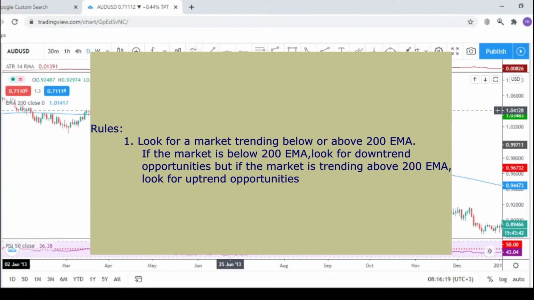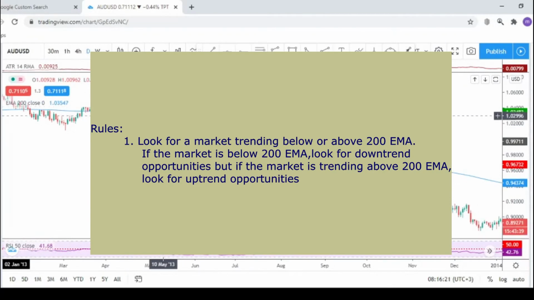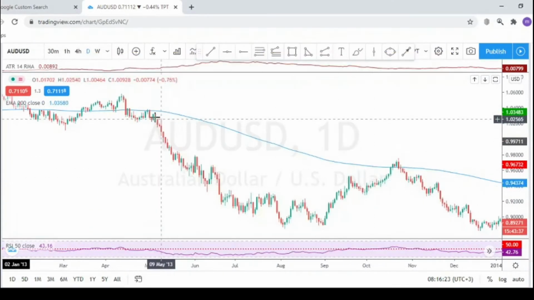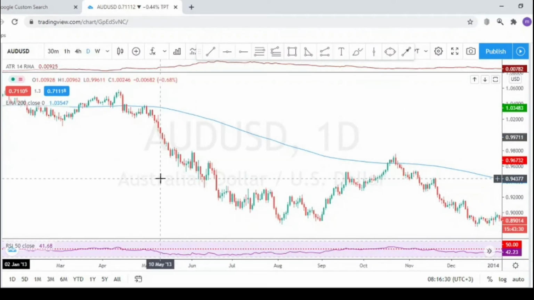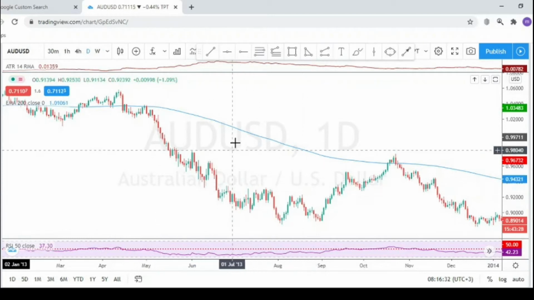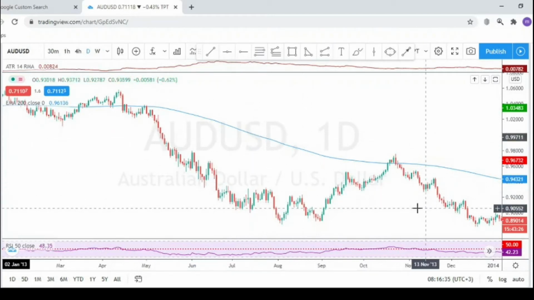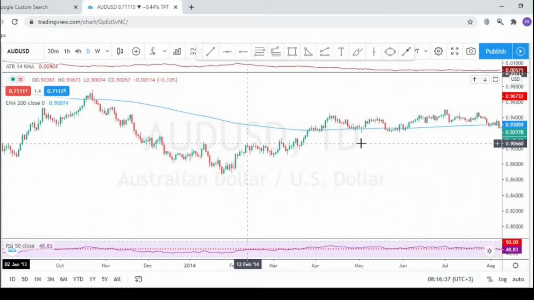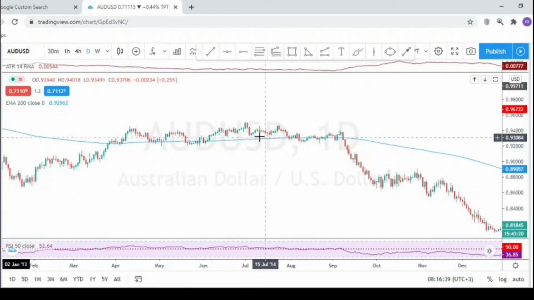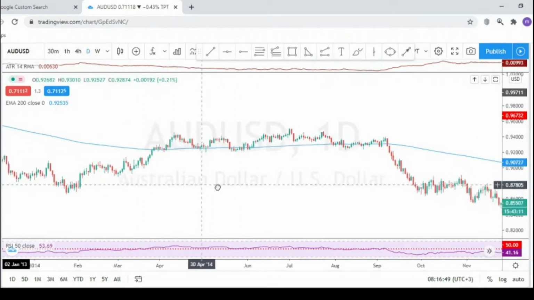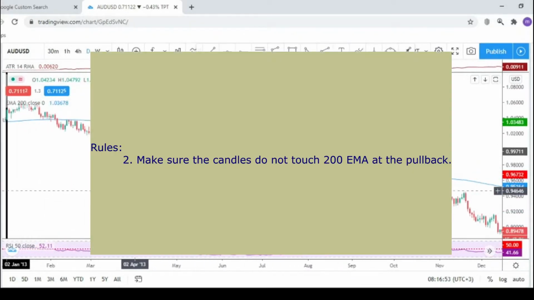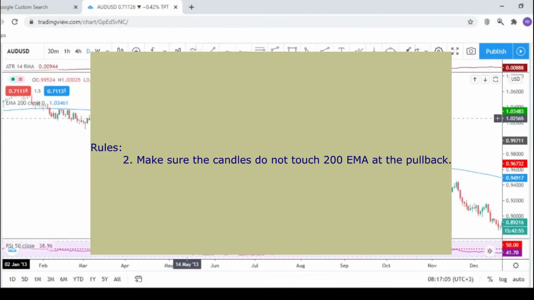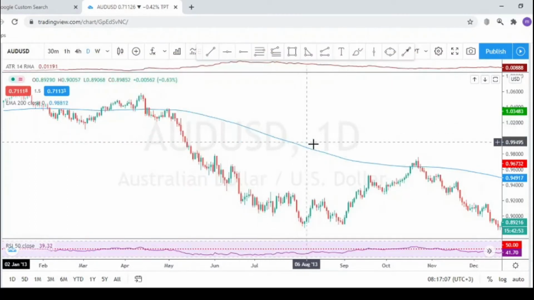So rule number one is to look for the moving average. If it's above the market, then you consider this market to be in a downtrend. But if this moving average is below the market, then you consider the market to be in an uptrend. That's rule number one. Rule number two, make sure the candles do not touch this moving average.